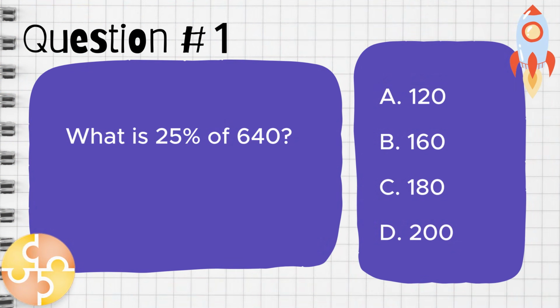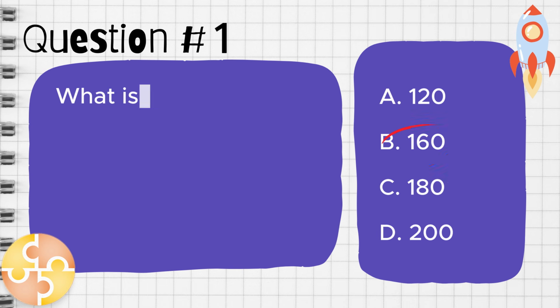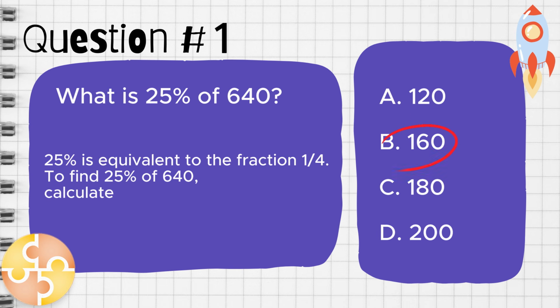Time's up. The correct option is B. 160. Here's why. 25% is equivalent to the fraction 1/4. To find 25% of 640, calculate 1/4 times 640, which is 640 divided by 4, equaling 160.